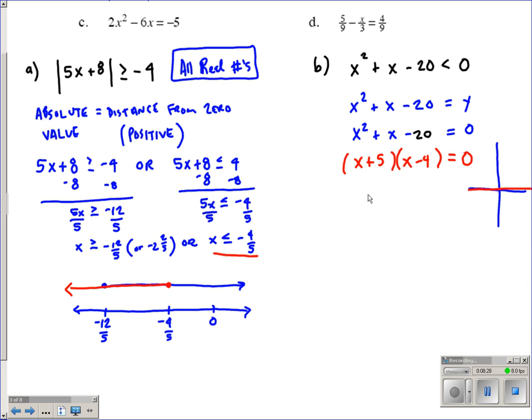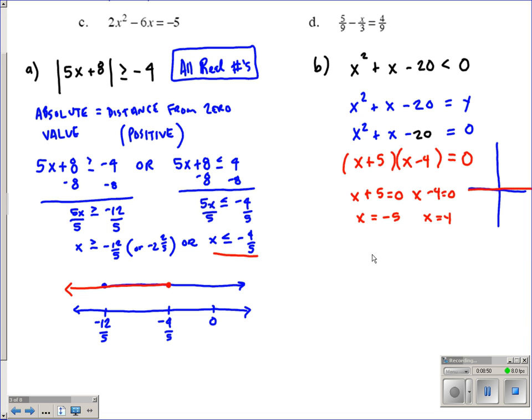We solve each of those for x to figure out what value of x would make that equal 0. So we get x equals -5, or x could equal 4.